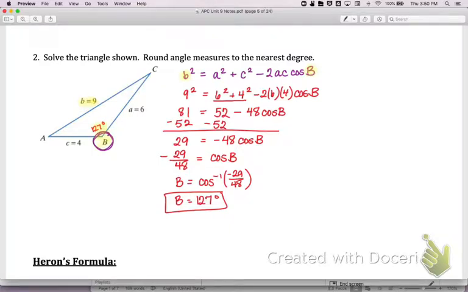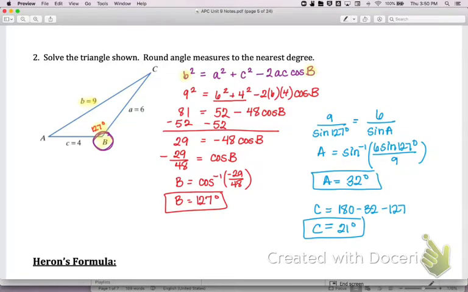So now we go back to the law of sines to find either angle A or angle C. Then we subtract from 180 to find the third angle. So pause your video and give that a try on your own before I come back with that work in 3 seconds.